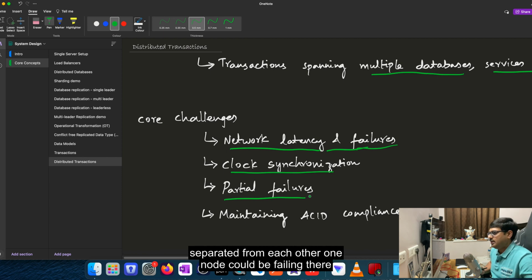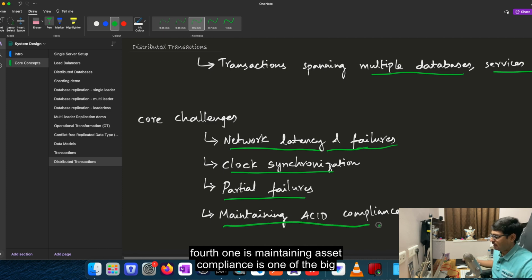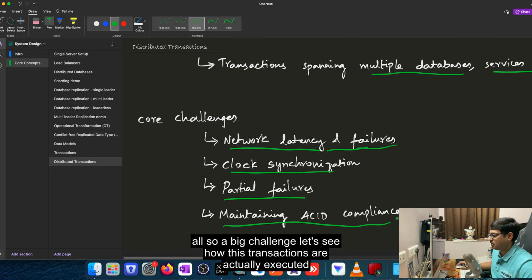The next one is partial failures. Because these are nodes separated from each other, one node could be failing, there could be a backup server coming up, and all types of scenarios can open up during partial failures. If this happens in the middle of a transaction, that is something the database systems should take care of, right? The fourth one is maintaining ACID compliance, which is one of the big challenges because of the distributed nature of the system. Most databases generally tend to provide an eventual consistency guarantee and not strong consistency because of the distributed nature of this. So maintaining ACID compliance is also a big challenge.